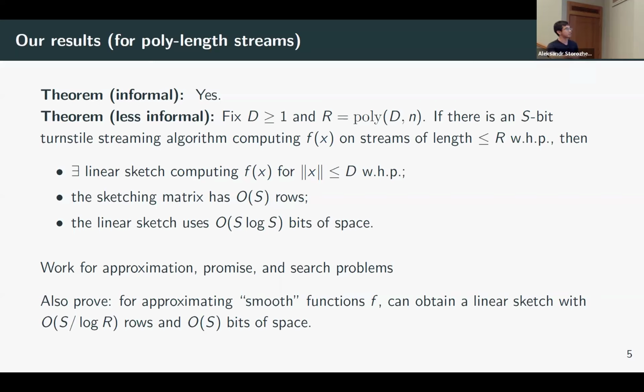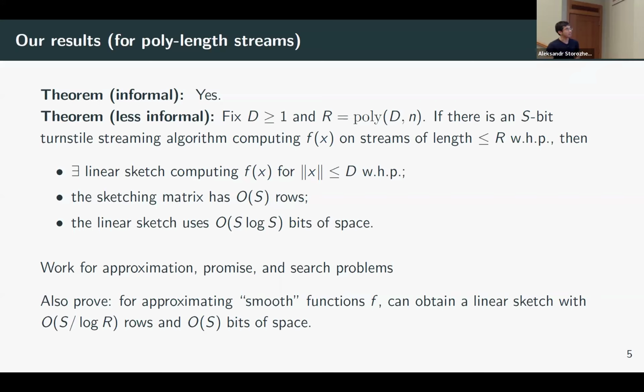We can have a linear sketch with S over log R rows, where R is poly n, so S over log n rows, and S bits of space. Let me just mention why we have O of S rows here and S over log R rows. In principle, if we have an arbitrary function that we want to compute, then maybe the linear sketch maintains some linear sketch over F2. So every row of the sketching matrix only requires one bit to store. So if we have an S-bit turnstile streaming algorithm, which by itself is a linear sketch over F2, then we cannot hope to get better than S rows in general.